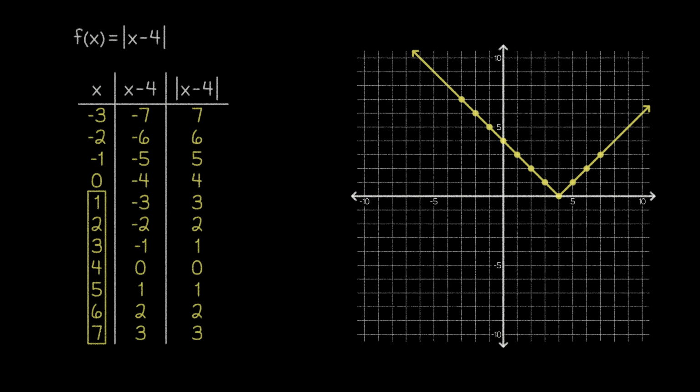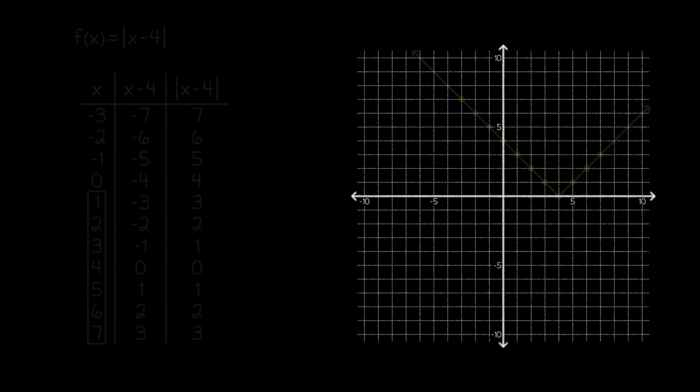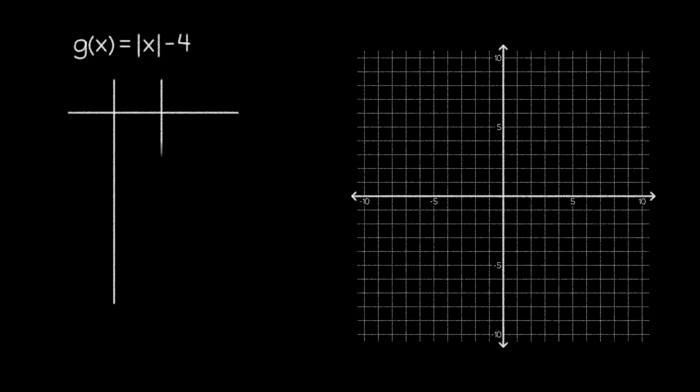To continue building on this idea of meaningful inputs, let's take a look at 2 more functions. First, consider g of x equals the absolute value of x, minus 4. While this function may seem very similar to the last function we considered, notice that the absolute value bars are only around the x this time.